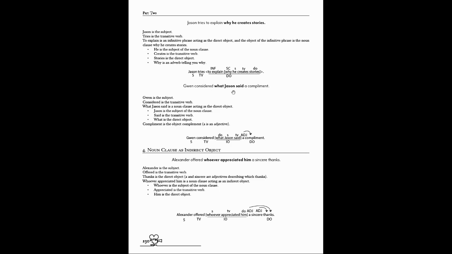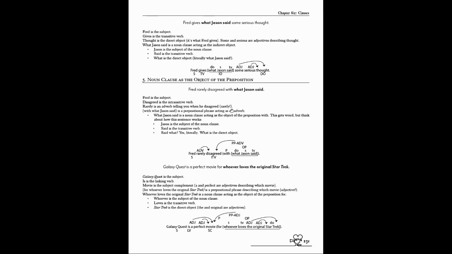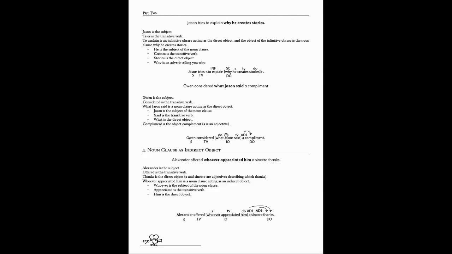Gwen considered what Jason said a compliment. So in this case, you're going to have your, why is this here? This is my indirect. Yeah, noun clauses can be indirect objects. My pictures got swapped. So what happened to my direct object? It just got dropped. Okay, well here you get an extra indirect object in the wrong space. This was supposed to be something else. Okay, well, let's go through it anyway.